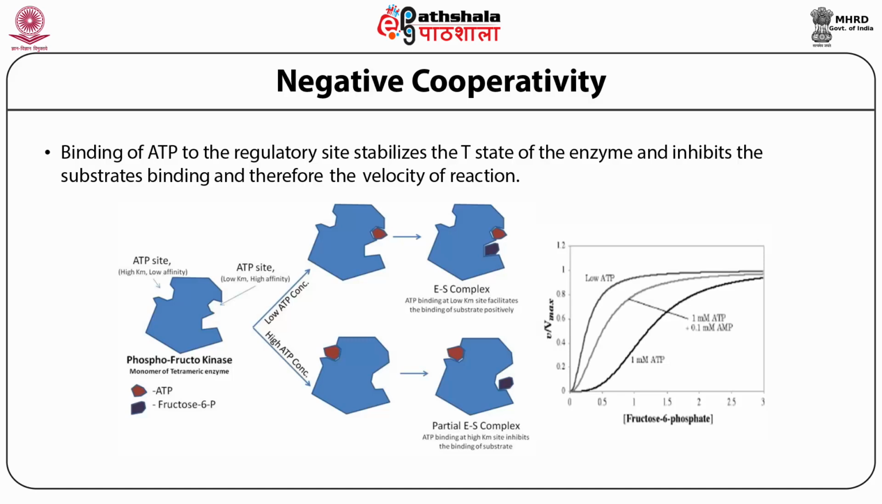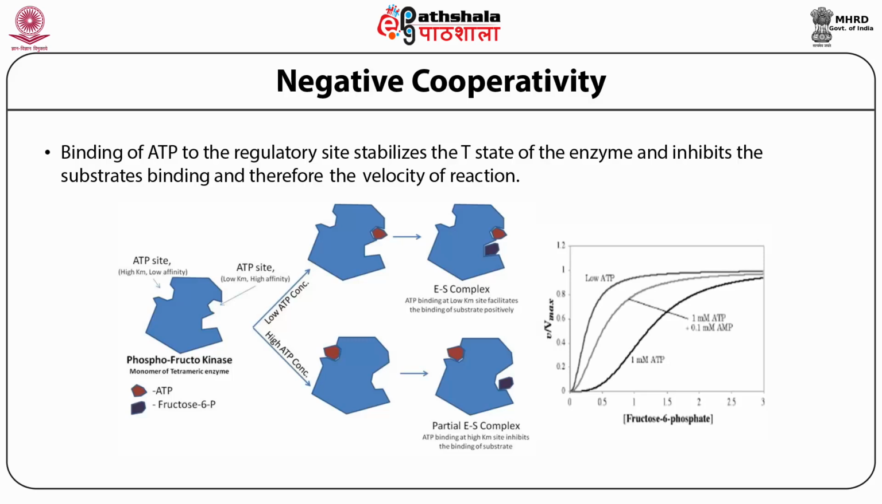The binding of ATP to the allosteric site at high concentration brings such a structural change that the substrate can bind, but the reaction cannot occur, because for this reaction binding of an ATP molecule in the active site is required. ATP now cannot bind to the active site because of this structural change, and then the enzyme-substrate complex cannot form, and the reaction cannot occur.